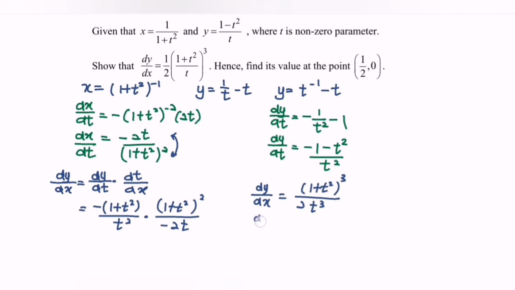Now, based on this, kindly modify the expression. We will have dy/dx, factoring out the 1 over 2, equals 1 over 2 times (1 plus t squared) over t to the power of 3. So here, we have already shown that the first derivative is equal to 1 over 2 times (1 plus t squared) over t to the power of 3. So we can write shown.